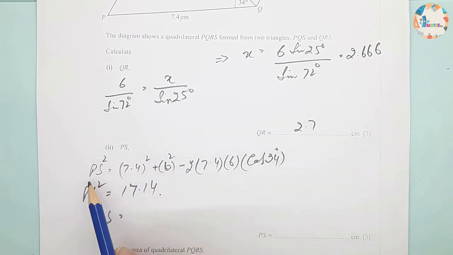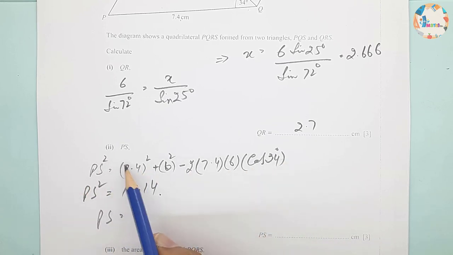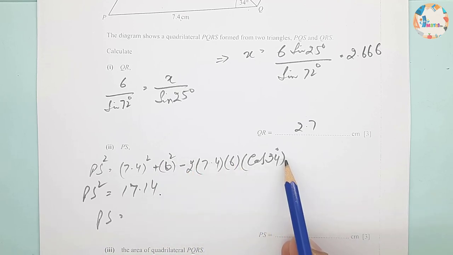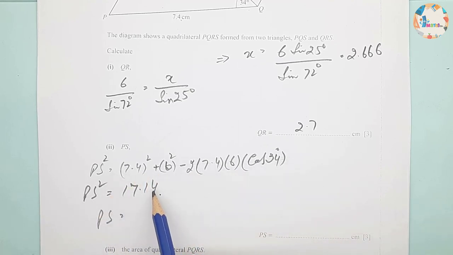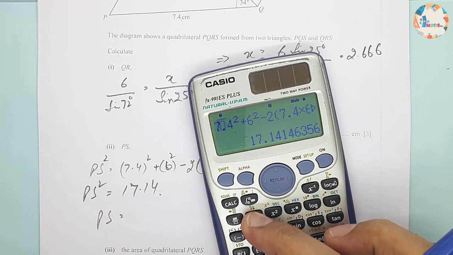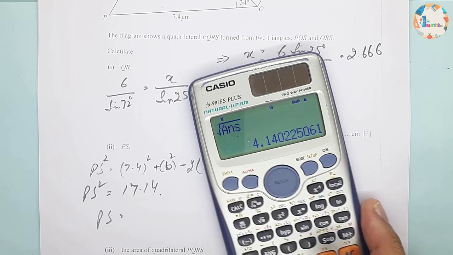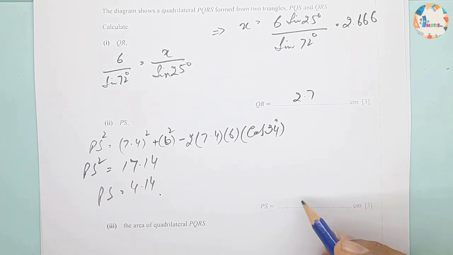PS is required. This is the cosine rule which I have applied. PS square is equal to one side square plus second side square minus 2 into both sides and cos of the angle which is provided, which is 34. Now we have simplified this and we got 17.14. Now we are taking the root to get the PS value. So the root of this answer will be giving us 4.14. This will be the proper answer, 4.14 centimeter.